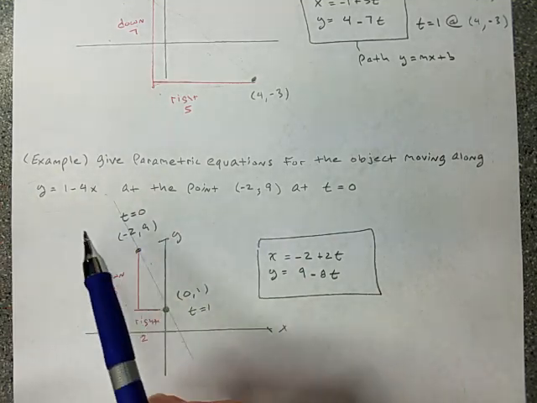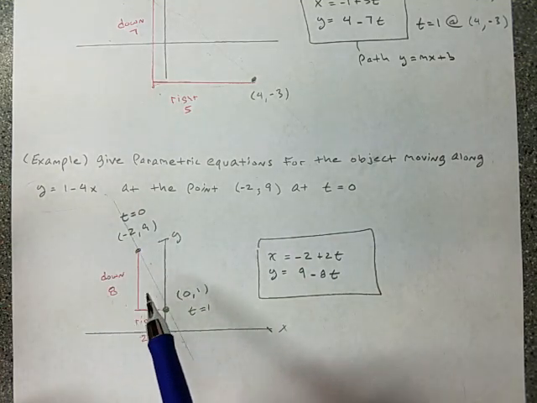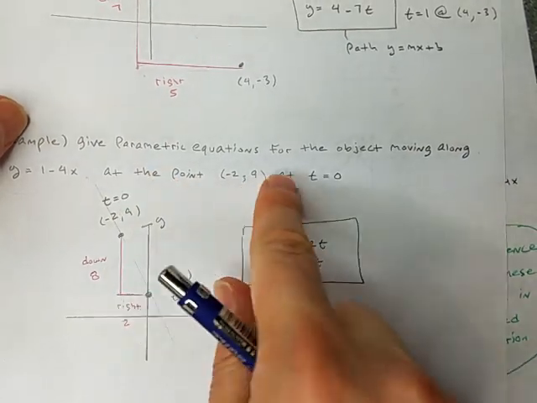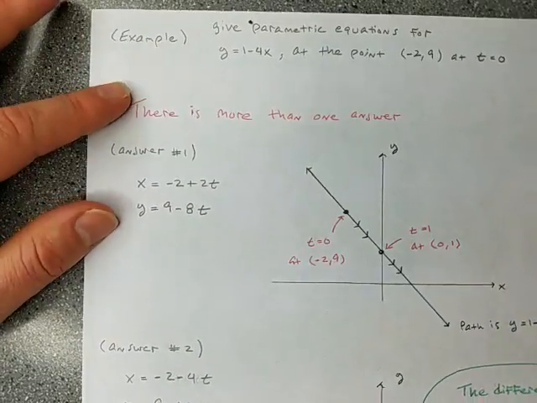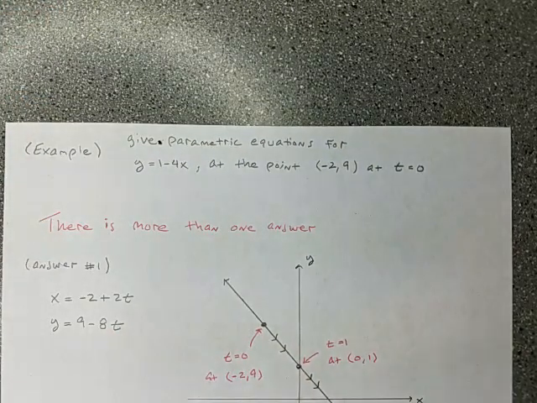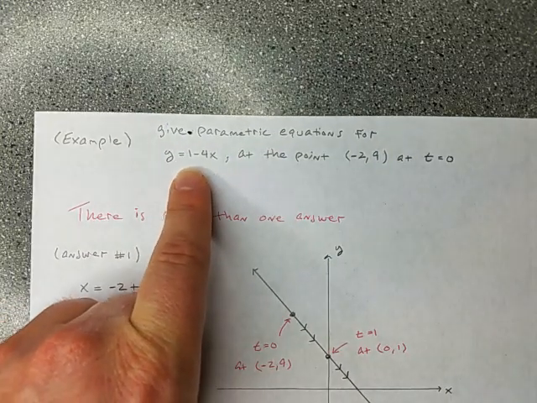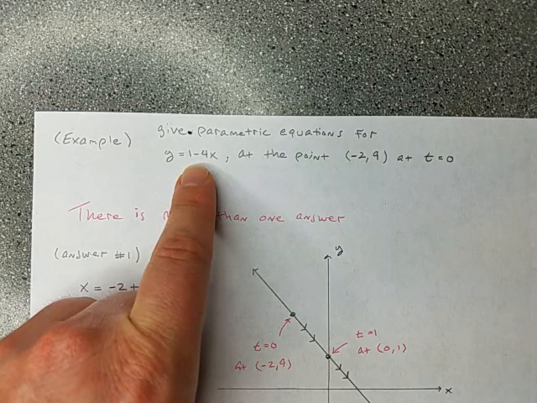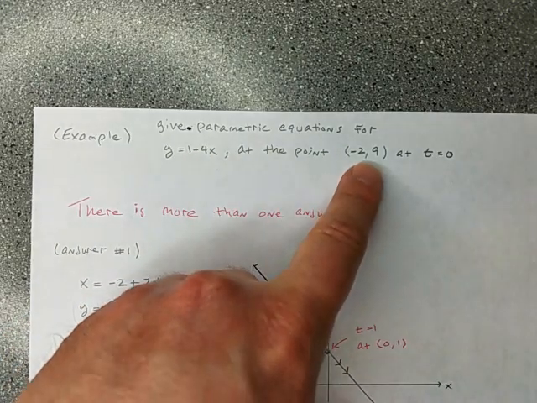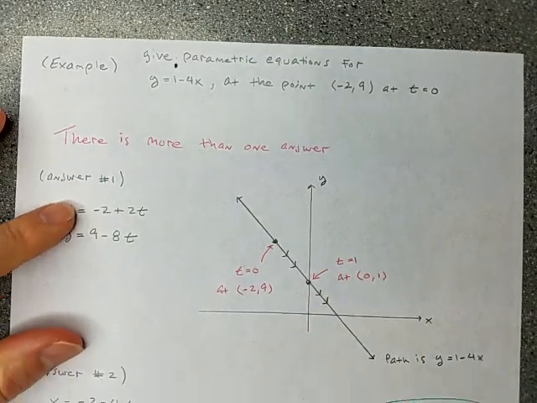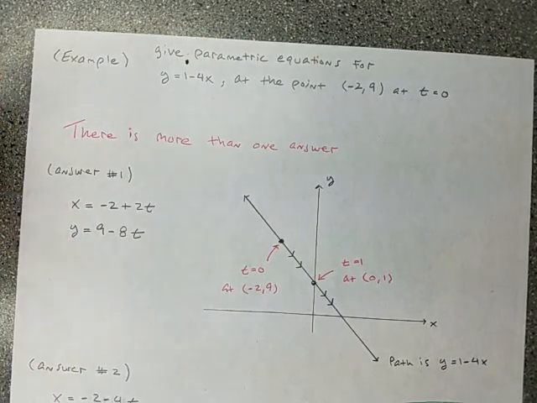Now, sure, there are lots of other answers. I thought we'd discuss a few of them, all right? So say we got this one answered. That is the answer to what you have up there. But let's talk about some differences. So say I think about the same question. Give parametric equations for something moving along that line, y equals 1 minus 4x, at this point right there when t is equal to 0. That's the exact question I was just talking about. Here's one answer, right? That's the answer that I gave.